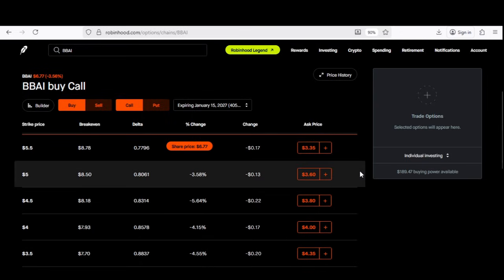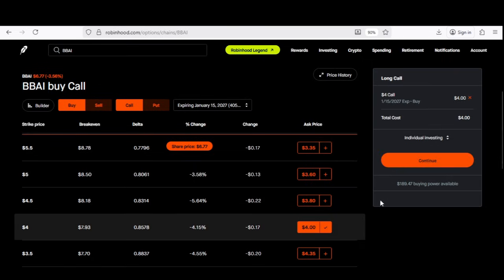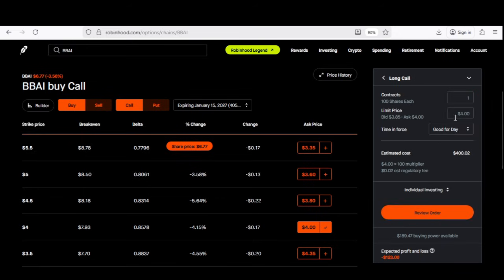Now, the price I'm going to be looking at is going to be quite similar to the previous option strategy, which is going to be $4 right here. So I'm going to select that. Let's go to continue, and I'm going to be doing just one single contract. This option strategy is known as a leaps option strategy. It's a leaps option strategy because although it's a long call, the duration is more than 365 days. So that makes it a leaps option.